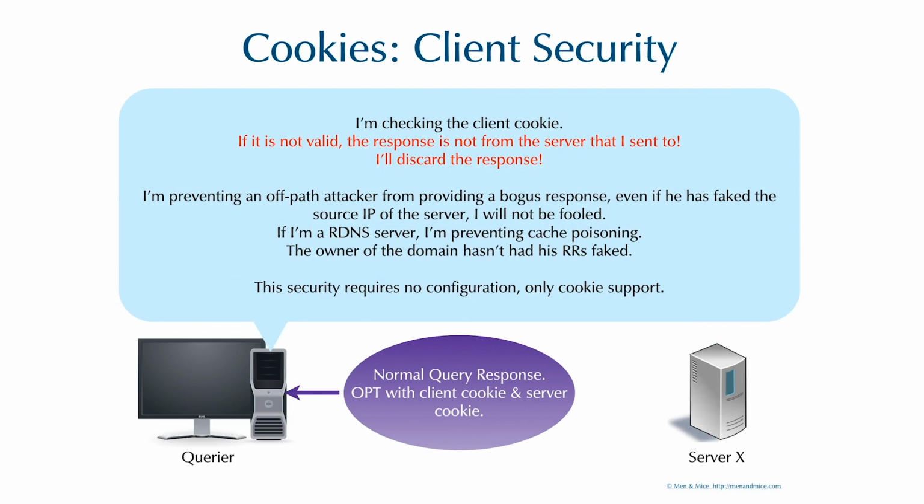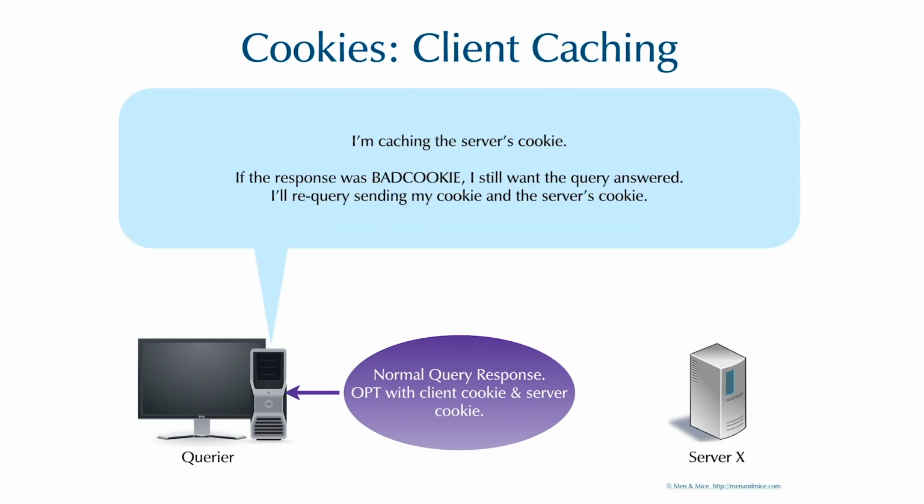Now we're back at the querier. Forget about the server cookie. All the querier needs to do is look at the client cookie that just came back. If it's not the client cookie that it sent, then it's not from the server, and he discards the response. That's all we need for the first two protections. That is enough to protect the querier from an off-path attack, because if you're off-path, you didn't know that 64-byte client cookie. There's no way it was going to be guessed. I mean, I guess it could be, but it's very, very unlikely. It's basically impossible.